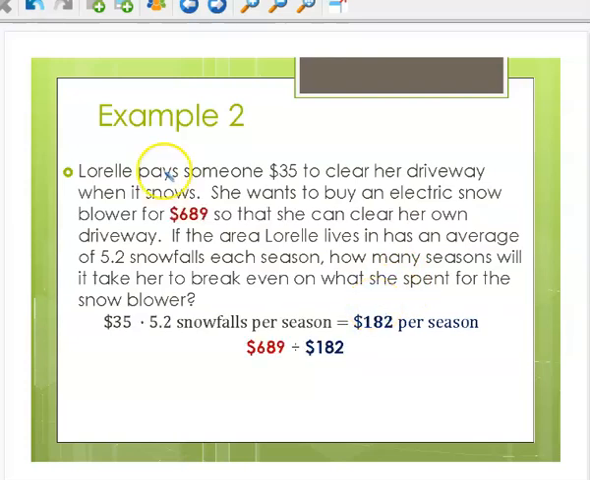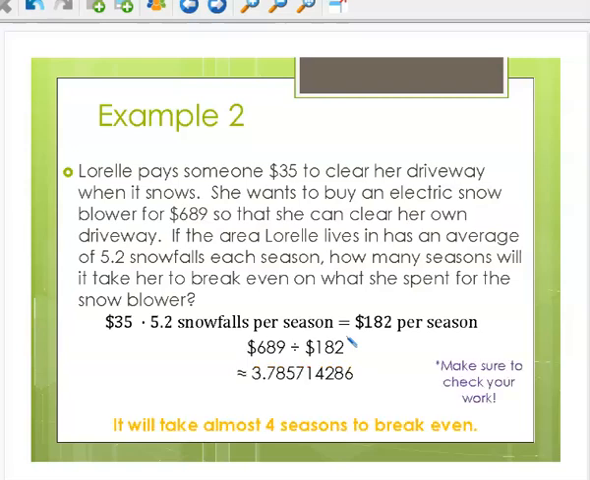Well, the snowblower costs $689. So if we divide it by the amount spent every season, right, total cost divided by the per season cost, we know that it's going to take approximately 3.8 seasons, almost 4, to break even. Okay?